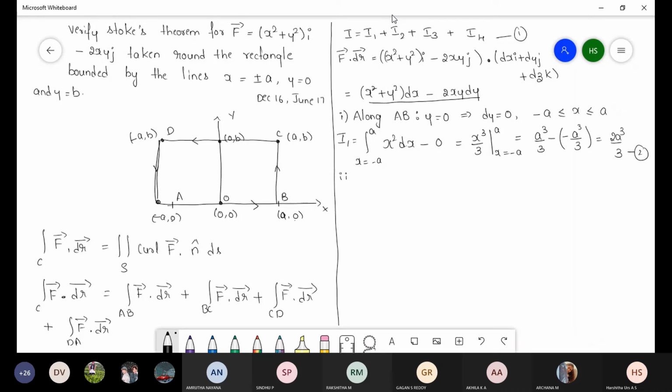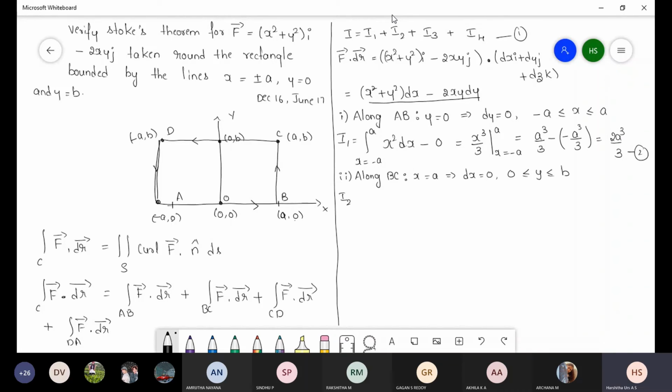Now along BC. Along BC, here we can find the common point x is equal to a. So dx is equal to 0. Y varies from 0 to b.